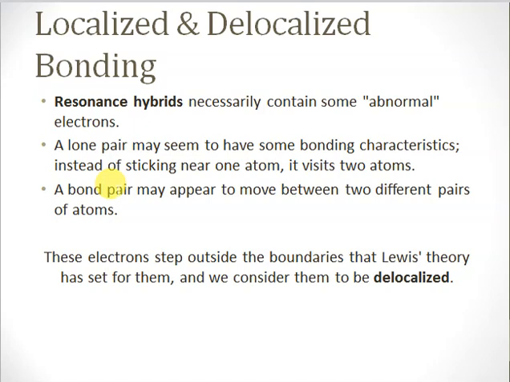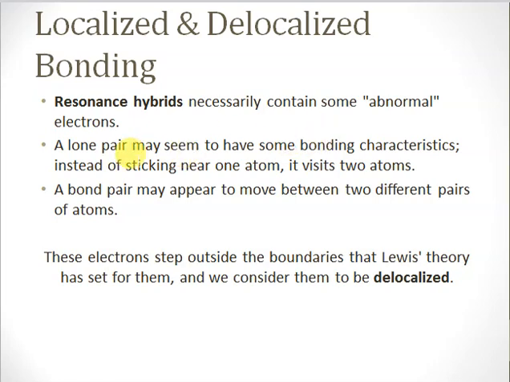However, when we consider systems which are conjugated, in a conjugated system we get the concept of resonance, and when we get the concept of resonance, then we get the concept of resonance hybrid, right? The resonance hybrid, or the real structure, cannot be drawn on paper. The resonance hybrid contains some abnormal electrons because the electrons are not fixed. And the lone pairs have some bonding characteristics as well.